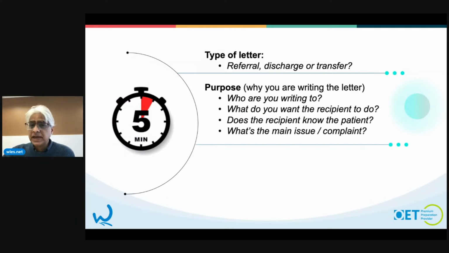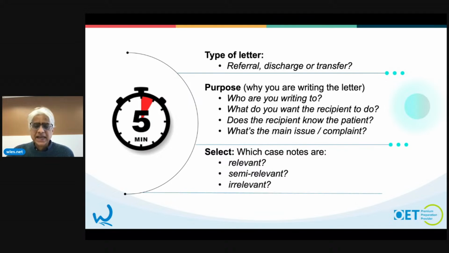Make sure you know who you're writing to. Who is the recipient? Your letter must reflect who you're writing to. As a doctor, if you're writing to a neurologist, your letter must reflect that. If you're writing to a cardiologist, your letter must reflect that. So the recipient is really important. Think about what the recipient needs to know, and make sure you're clear about the main issue, the main complaint.